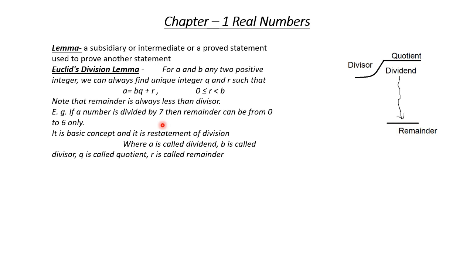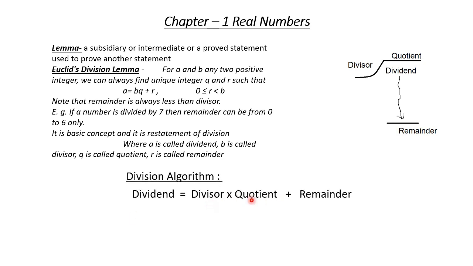Taking an example, if any number is divided by 7, the remainder will be less than 7. That means the remainder will be 0 to 6 only. It can be 0, 1, 2, 3, 4, 5 and 6, but it cannot exceed 6. It is a basic restatement of division. This is only the division, and it can be written like the division algorithm: dividend is equal to divisor into quotient plus remainder. This is the basic restatement of any division process we already studied.